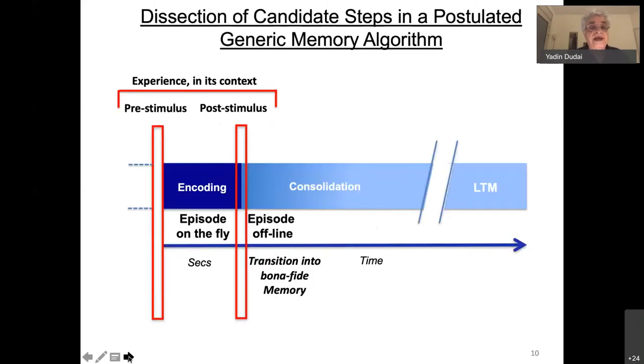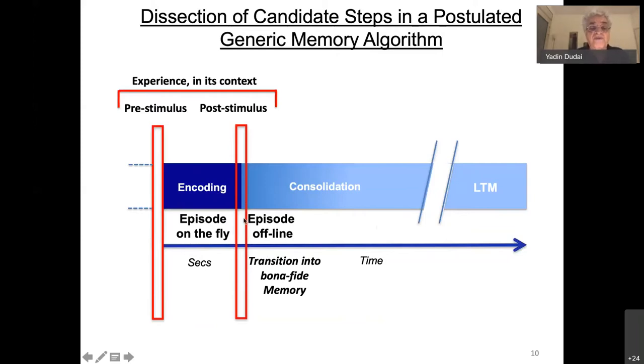So having said that, I would like to present here a simple diagram. Don't be alarmed by the fact that there are many terms, because it's extremely simple. This is time here. That's the arrow of time. This is the phase of encoding. It's not linear, of course. This is the phase of encoding the information, where the episode is on the fly. The episode is unfolding. Now the episode goes offline.